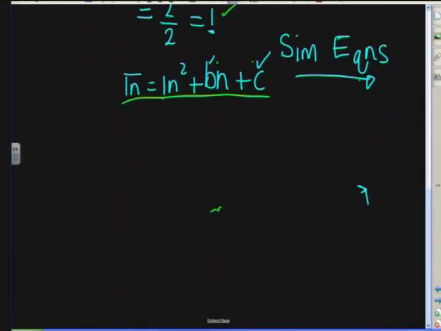Guys, there are lots of other ways to find B and C. The reason I use simultaneous equations is because it's the one that everyone remembers the best.